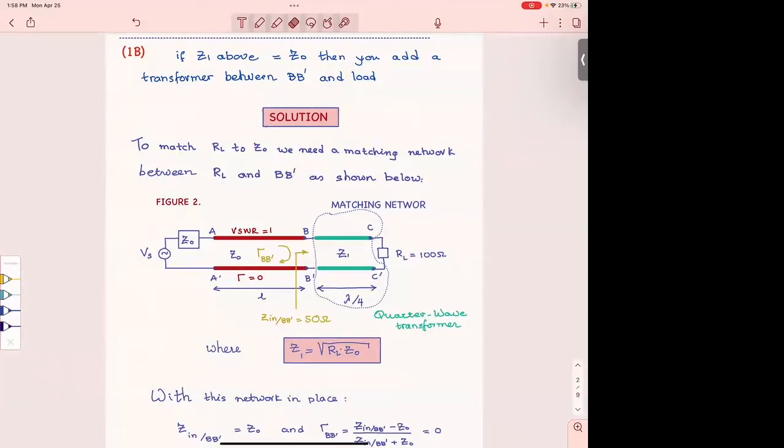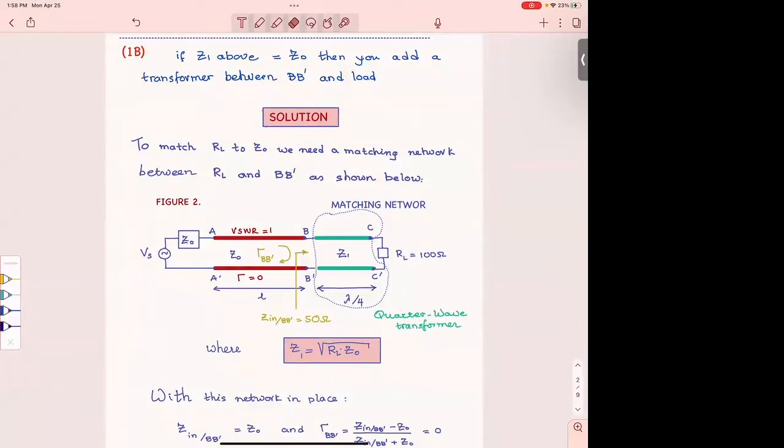You still have to add something between this 50 ohm line and your load, because if you put your load to this 50 ohm line, it does not matter what length it is, you have a mismatch. It's going to create a reflection coefficient here if you place your load directly to BB prime. So we have to add something between this section of the transmission line that they give you and this load. What do we add? A quarter wave transformer.